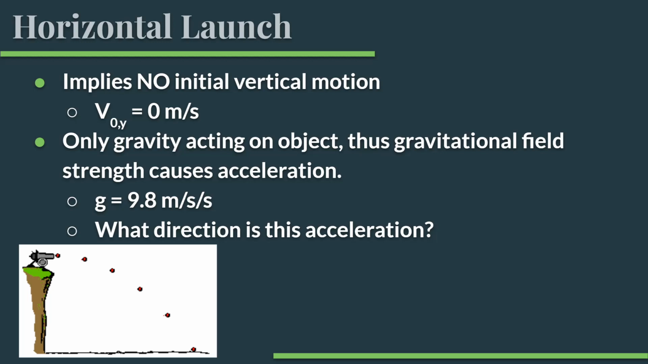Only gravity is acting on the object. It's the only force acting on the object. Thus, the gravitational field strength is what causes acceleration, and you will use that gravitational field strength, little g, 9.8 meters per second squared toward the ground, or again, 10. The direction of that acceleration is always toward Earth's surface, so it's downward whenever you're looking at your projectiles. I'm going to go ahead and call downward negative. You don't have to. You can label your direction later on. We'll talk about that in our calculations. But I'm going to say that my acceleration in the y direction is little g, and I'm going to call it negative 9.8 meters per second every second.